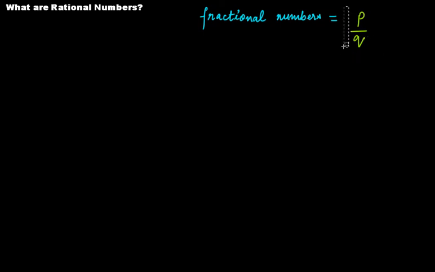Let me copy it. Okay. So in fractional numbers, you have p over q. Fractional numbers are in this form. P is the numerator and q is the denominator of this fractional number.